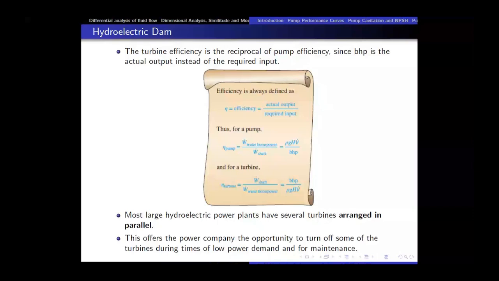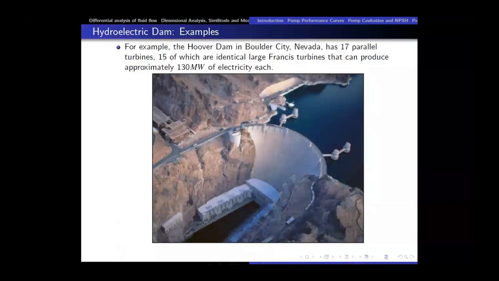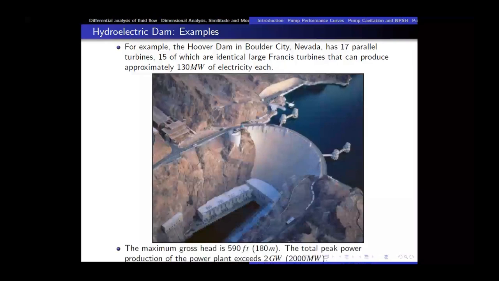Now I will give you some examples of actual hydroelectric dams installed all over the world. Like the Hoover Dam in Boulder City, Nevada, they have 17 parallel turbines. We are talking about Francis turbines installed in parallel, 15 of which are identical large Francis turbines that can produce approximately 130 megawatt of electricity each, right? So 15 into 130 plus 2 additional. The maximum gross power head is 590 feet. The total peak power production of the power plant is 2 gigawatt, like 2000 megawatt.